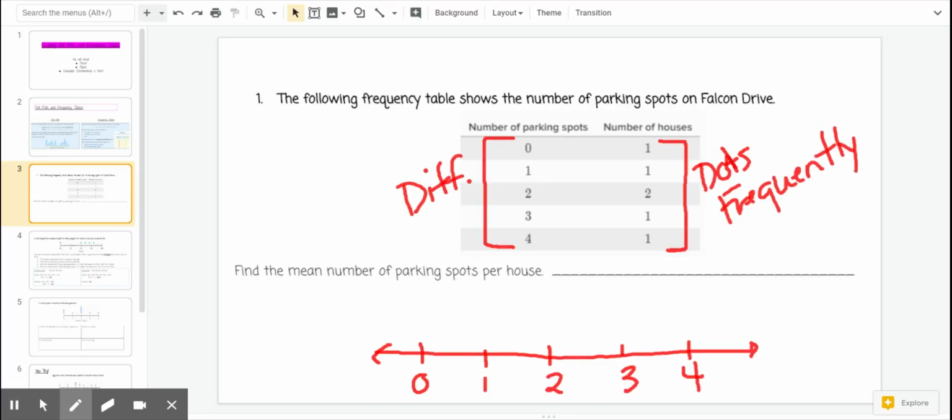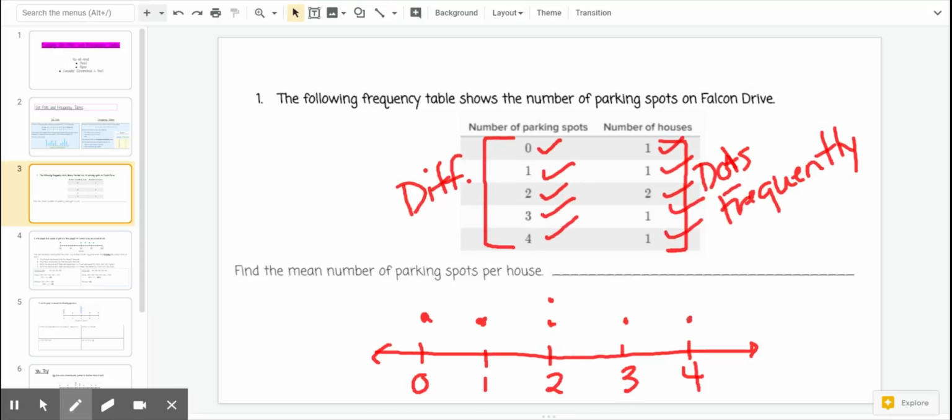All right, so I'm going to graph my data now. Here I've got my 0, and I've got one house. I'm going to just put 1 dot there. 1 spot, 1 house again, and put 1 dot there. 2 spots, 2 houses, 2 dots there. 3 spots, 1 house. And 4 spots, 1 house.